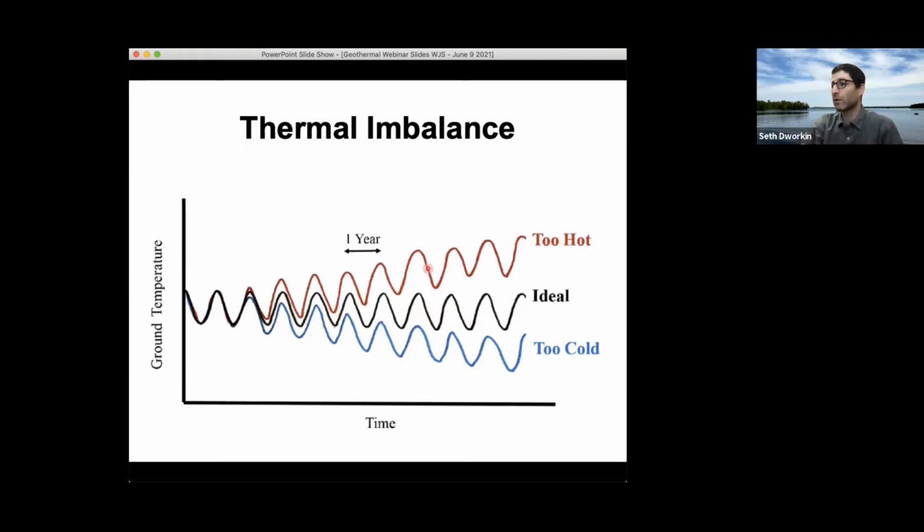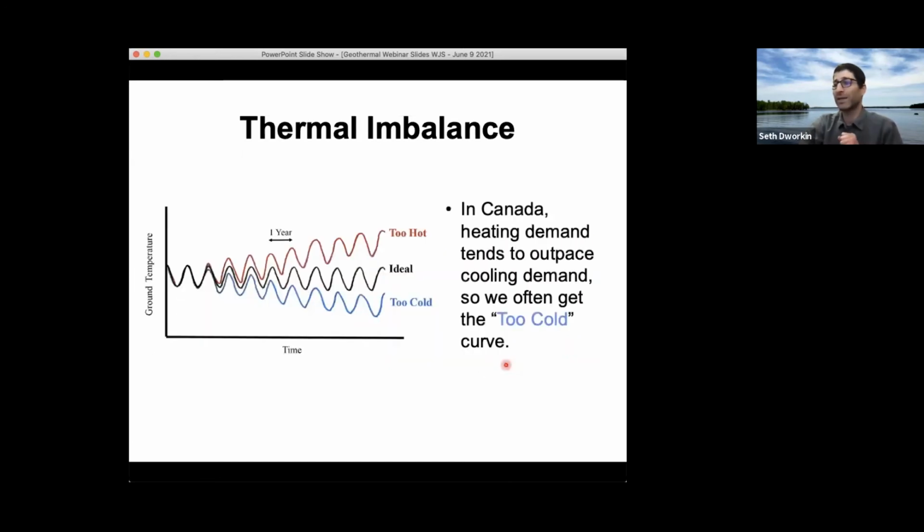If it's too hot or too cold, it'll start to reduce your efficiency or lead to system failure of a ground source heat pump. If it's too hot, it won't be able to accept heat in the summer and you won't be able to cool the space. If it's too cold, there will be no more heat to effectively extract in winter and you won't be able to heat the space. In Canada, we usually see heating demand outpacing cooling demand. So we often get the too cold curve.